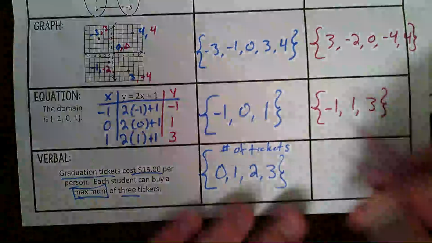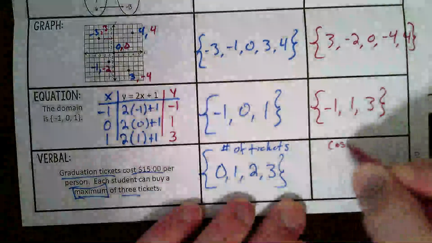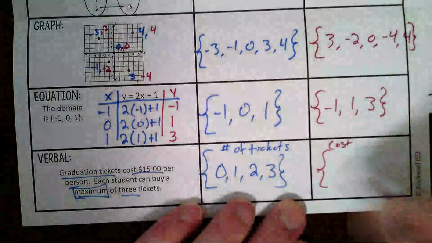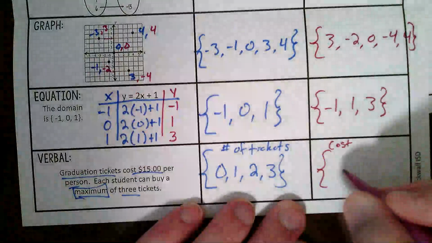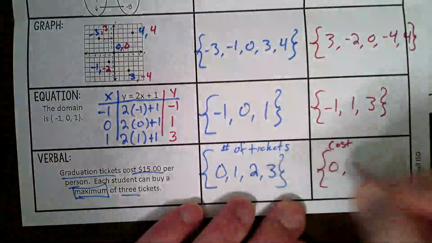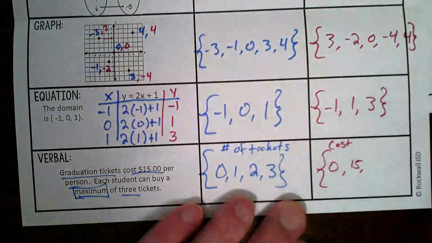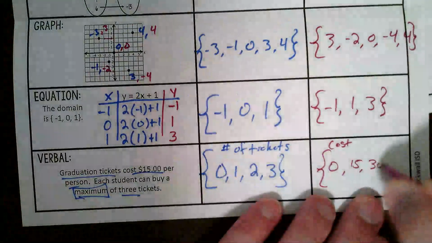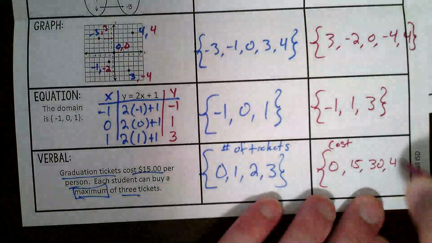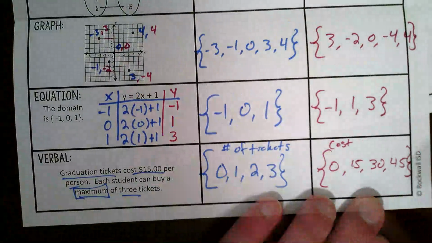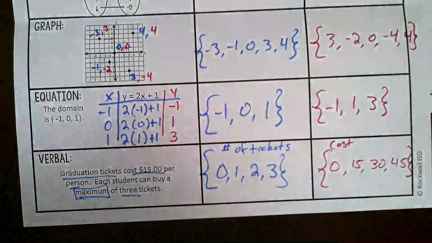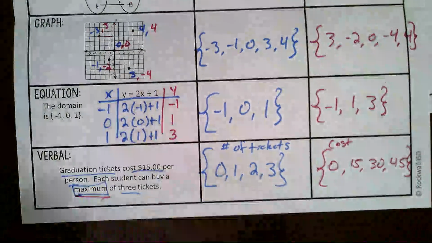So therefore, the range is the cost, how much money they have to spend. Well, if they bought 0 tickets, they spent no money. If they bought 1 ticket, it was $15. If they bought 2 tickets, that's $30. And if they bought 3 tickets, it's $45. There's nothing beyond this because the student can buy a maximum of 3 tickets.